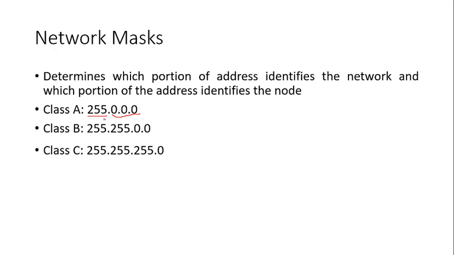In class A, the default subnet mask is 255.0.0.0, because you have 8 bits for network. Class B will have 255.255.0.0, because you have the first 16 bits for the network part and the remaining 16 bits for the host part. And class C will have its own default subnet mask like this. So the subnet mask will basically determine the network part and the host part.